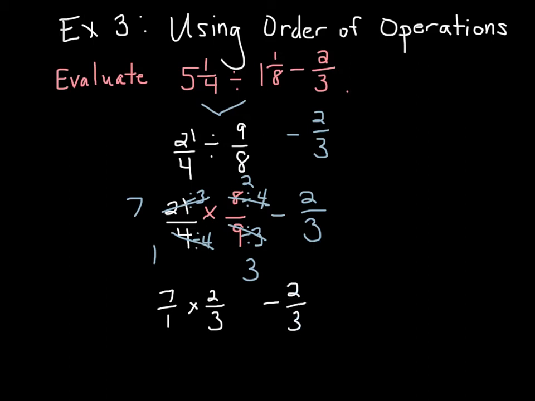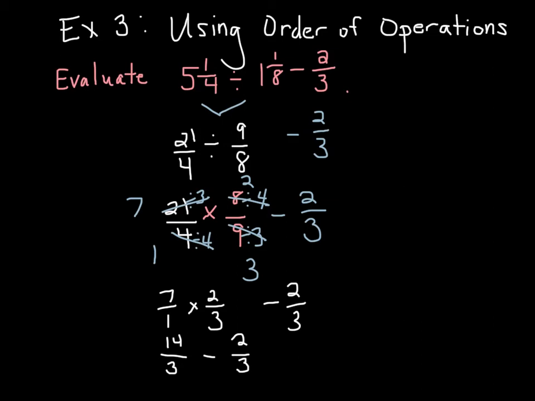We do have to remember to actually go through and multiply these now. So 7 times 2 is 14, and 1 times 3 is 3, and then we're going to subtract 2/3. And in this case, we got really lucky because we know we can't add or subtract fractions without common denominators, but in this case, they both happen to be 3, so we don't even have to change them at all.